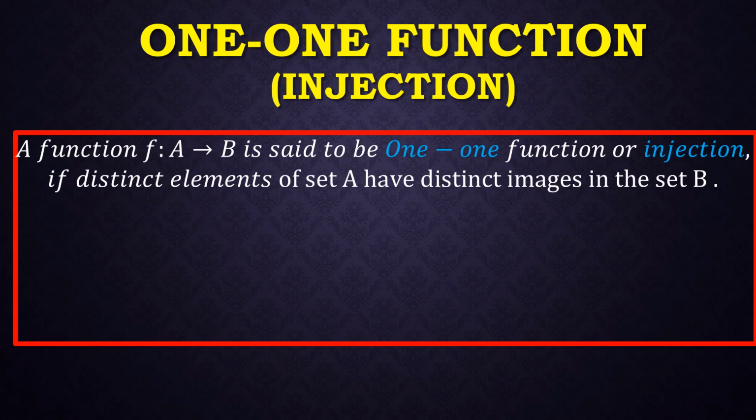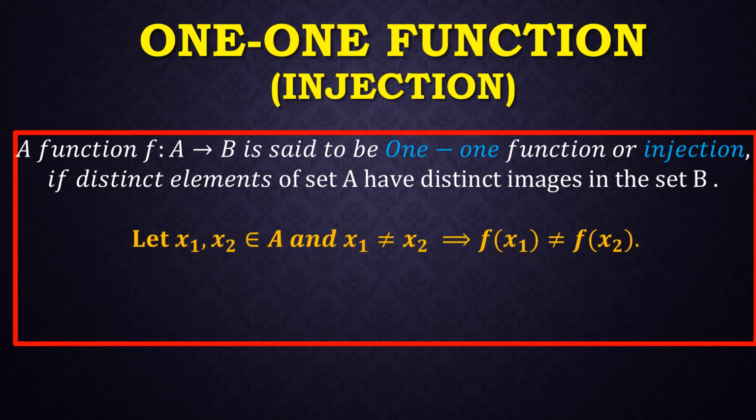Here one condition exists. That condition is if distinct elements of set A have distinct images in the set B. Distinct elements means different elements. We take different elements in the domain set A, they have distinct, different images in the set B. Here, first of all, the relation is one type of function. Now that function contains one type of condition, that is different elements of set A have different images in the set B. This condition holds for any function. That type of function is called one-one function or injection.